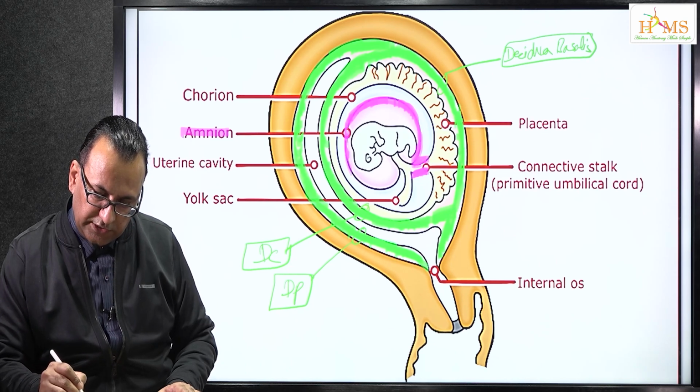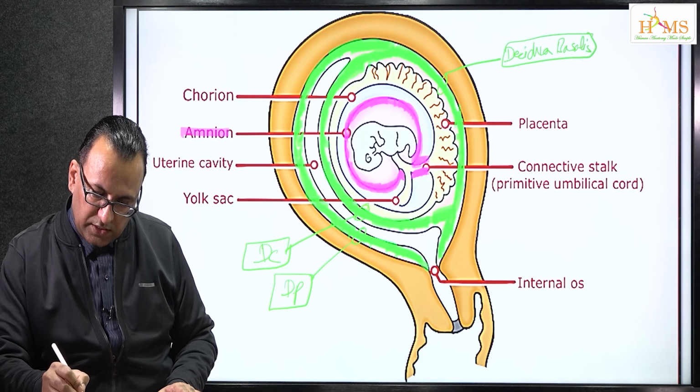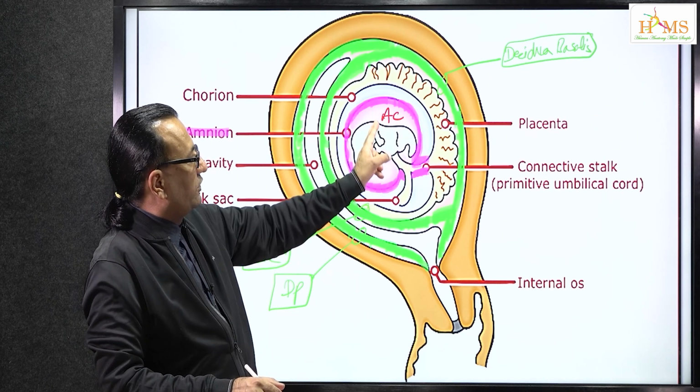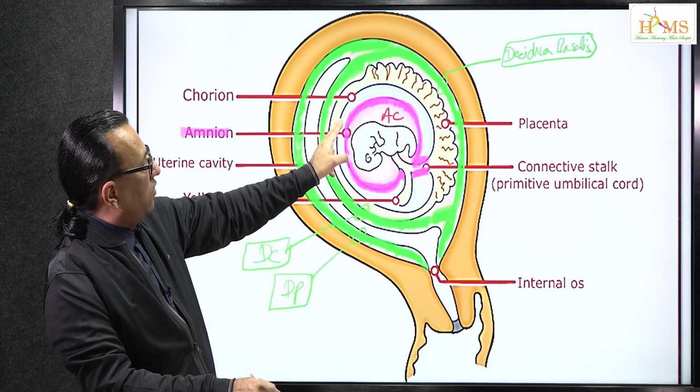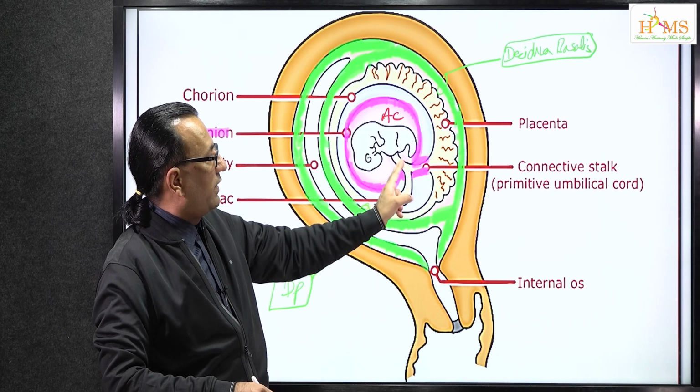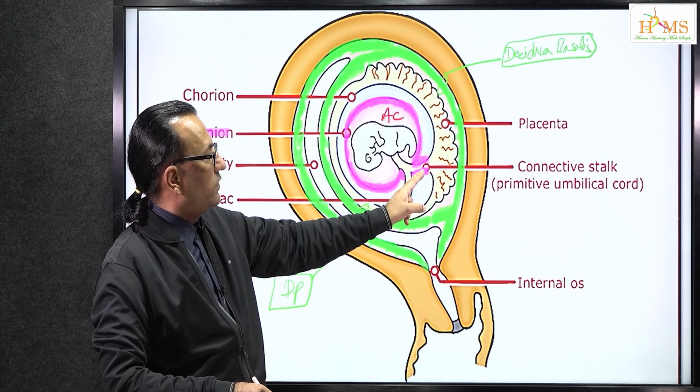So as you see, inside the amnion will be the amniotic fluid in the amniotic cavity. This is the amniotic cavity. Suspended in the amniotic cavity is the fetus. And this is the amnion membrane, almost all around the conceptus and also covering the primitive umbilical cord. There it is continuous with the chorion.